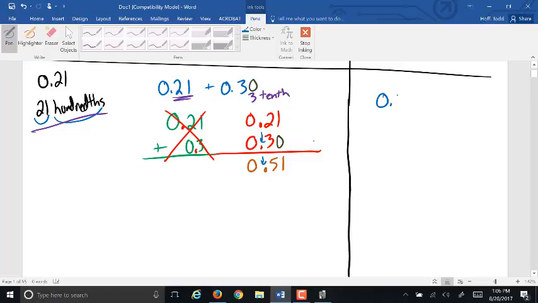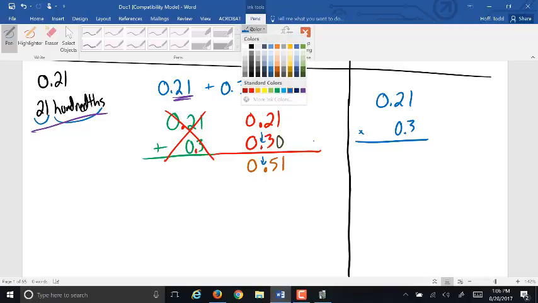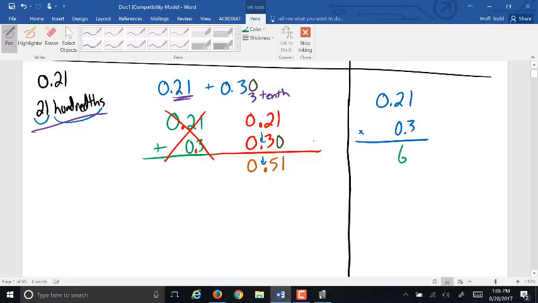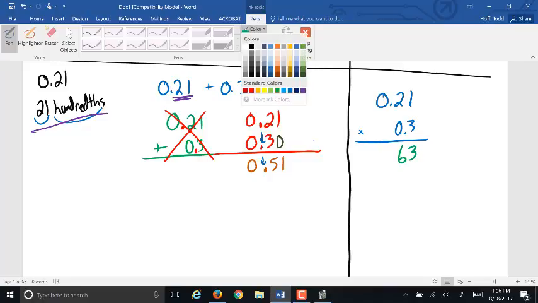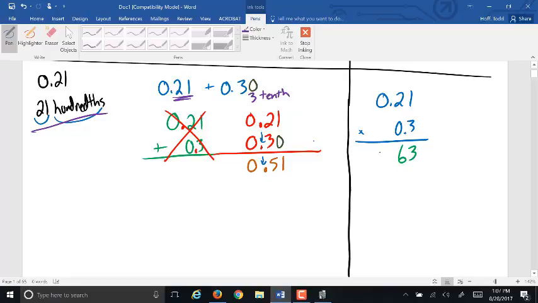A little trickier is multiplication. If I have 0.21 times 0.3, do I need to line up the decimal point when I multiply? No, because when I multiply, I do not need the same name. Well, 21 times 3 is 63. Where does my decimal point go? Okay, I have to put a 0 there and then go 0.063.